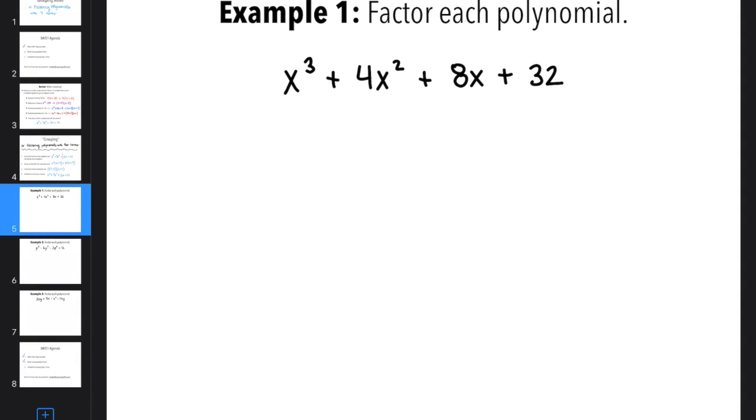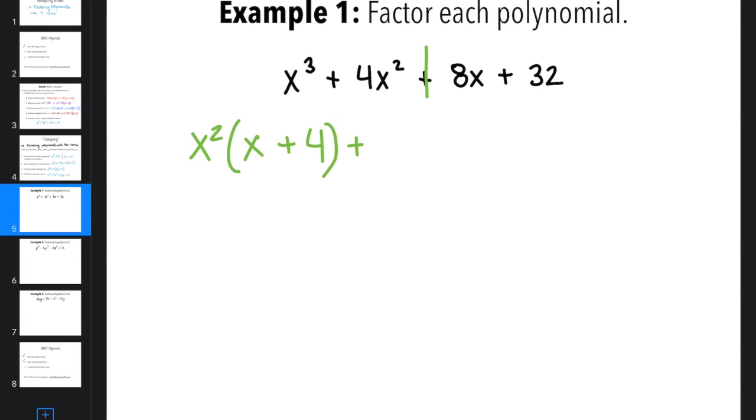I have x cubed plus 4x squared plus 8x plus 32. I'm going to divide my polynomial in half. All right, looking at my first half, what is my greatest common factor? Well, my coefficient is going to be 1. Now I'm looking at my variables. Let's see, I can divide both of those by x squared because both of them have x squared. So I'm going to pull out x squared, which leaves me x plus 4.